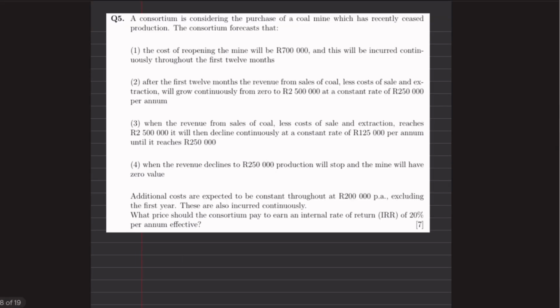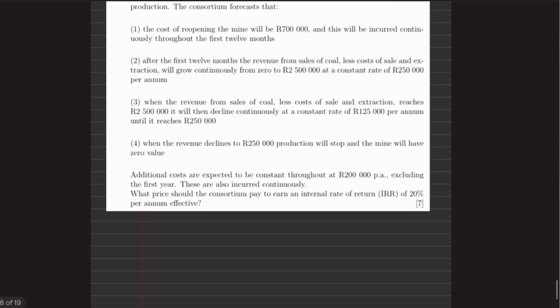Now let's have a look through question 5. So question 5 is quite a long one. It says a consortium is considering the purchase of a coal mine, which has recently ceased production. The consortium forecasts that the cost of reopening the mine will be 700,000, and this will be incurred continuously throughout the first 12 months. After the first 12 months, the revenue from sales of coal, less the cost of sales and extraction, will grow continuously from 0 to 2.5 million at a constant rate of 250,000 Rand per annum.